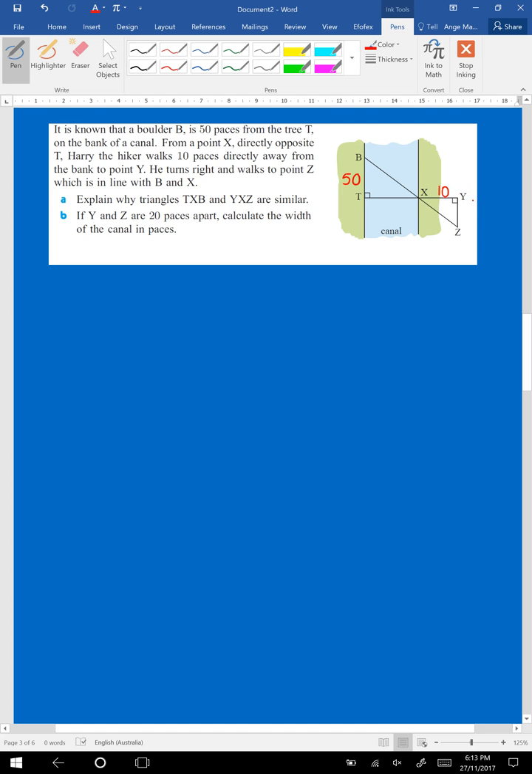Well, if we're writing this down nicely, we would say that angle, this angle here, which we'll call BTX, equals 90 degrees, which is the same as angle XYZ. And why did we know this? Because it was given to us in the question.